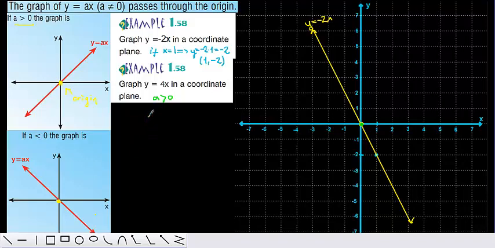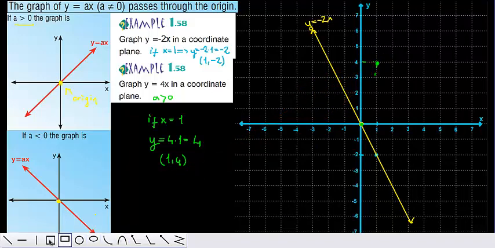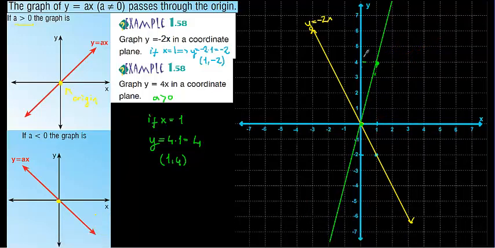So the second value is if x is equal to 1 again. Why am I choosing 1? Because it's easy to do operations with 1. So y is equal to 4 times 1, which is equal to 4. The second coordinate is (1, 4). The first coordinate is the origin, the second coordinate is (1, 4). Here this point, and now I'm going to draw the graph of this line. It's going to pass through these points here, and this is the graph of y is equal to 4x line.